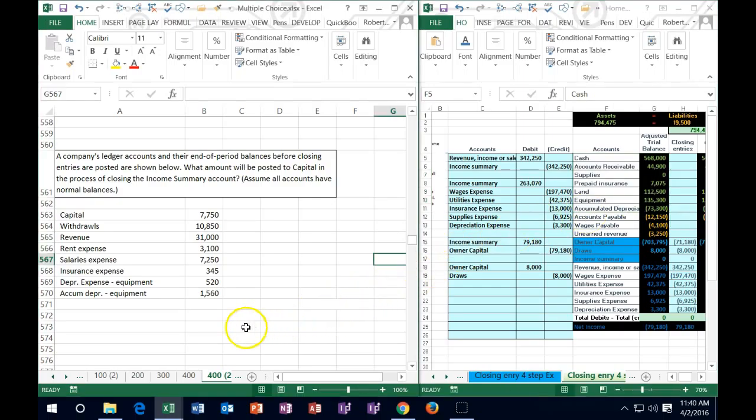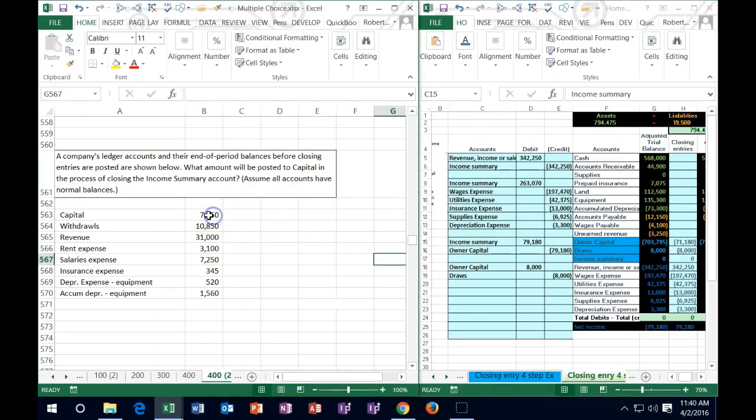So this problem here, we have a company's ledger account and their end of period balance before closing entries are posted below. What amount will be posted to the capital in the process of closing the income summary account? Okay, so they're asking for this journal entry, the third journal entry of our four-step process, closing out the income summary account in our closing process. Remember that we're going to close income out first, and then we're going to close all the expenses to the income summary, and then we're going to close the income summary to the capital account.